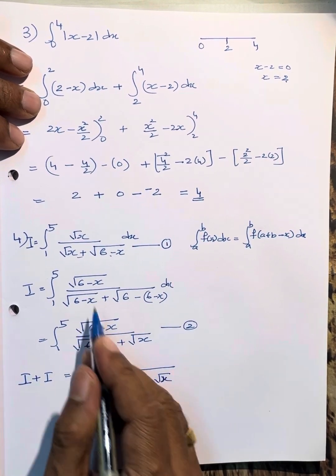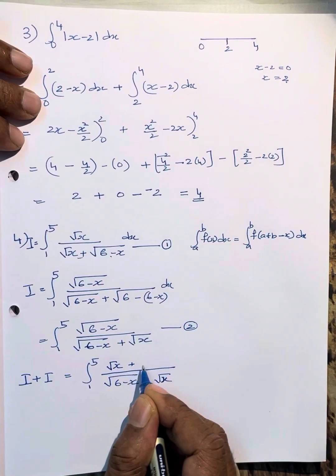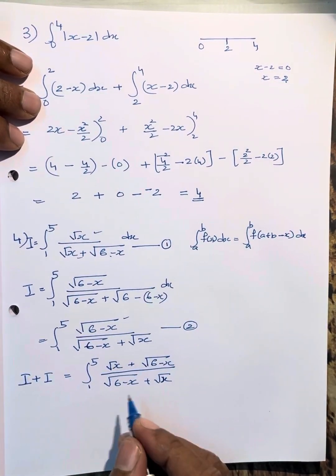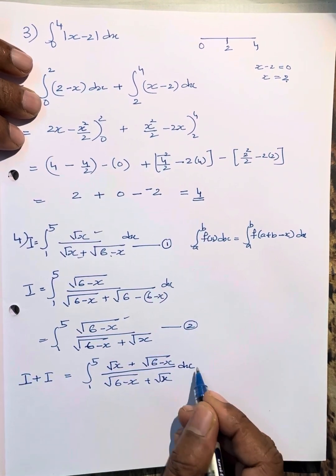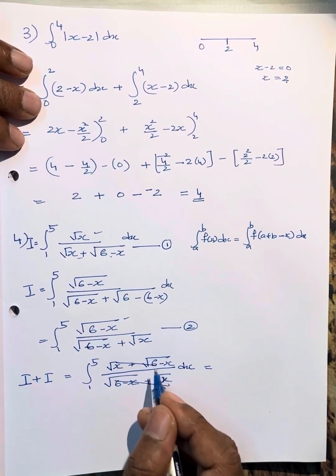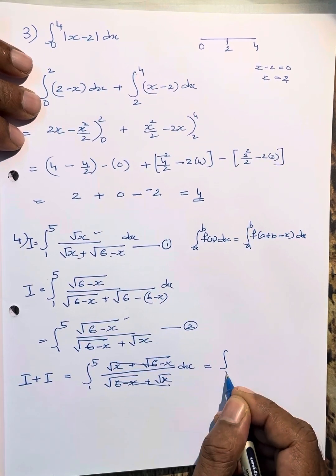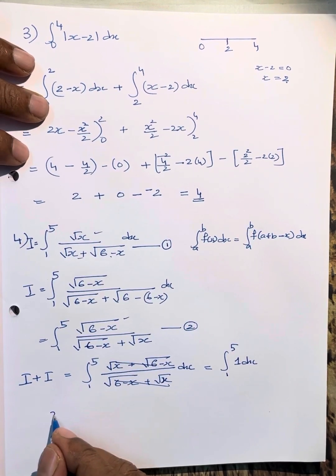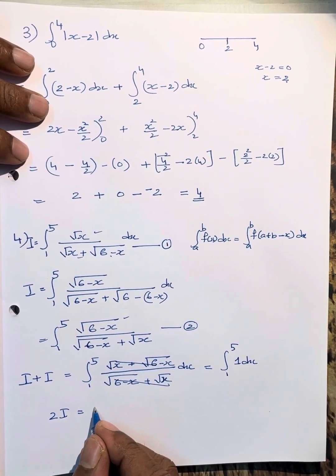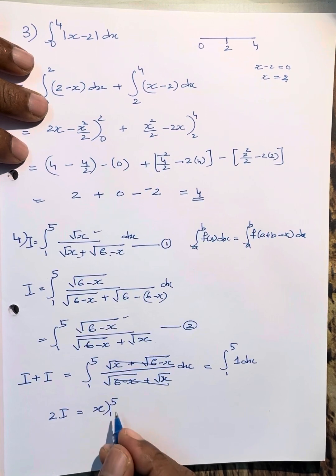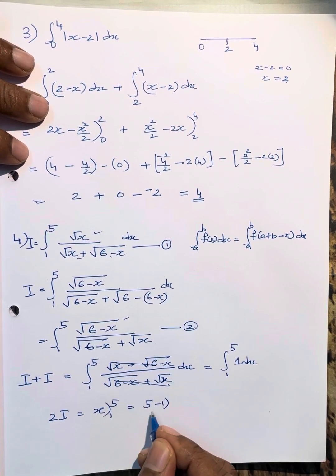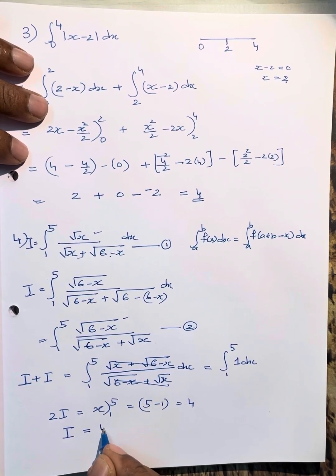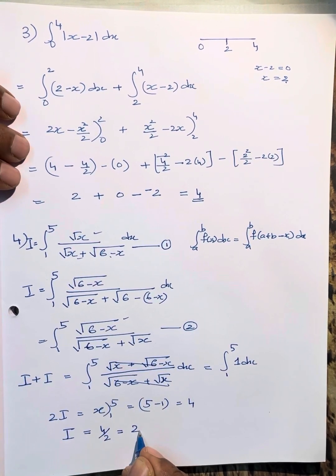Now I need to add the numerator. Numerator is root x plus root of 6 minus x. This numerator and this numerator. So if you look at this, the numerator and denominator will get cancelled. So this will become integral 1 to 5 simply 1 dx. That means 2I is equal to, if you integrate 1, it will become x, 1 to 5. So which will become 5 minus 1 when you apply the limit, which is equal to 4. 2I is 4 means I will be 4 divided by 2, which is equal to 2.